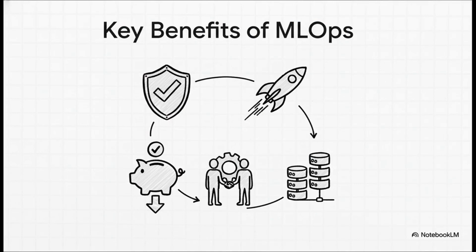And all that efficiency leads to some serious business value. You get models that are way more reliable, you can deploy and iterate so much faster, and you can scale up without everything falling apart. But for me, one of the biggest wins is collaboration. It's no longer about a data scientist just throwing a model over the wall to an engineer. Everyone's working together in the same automated system.